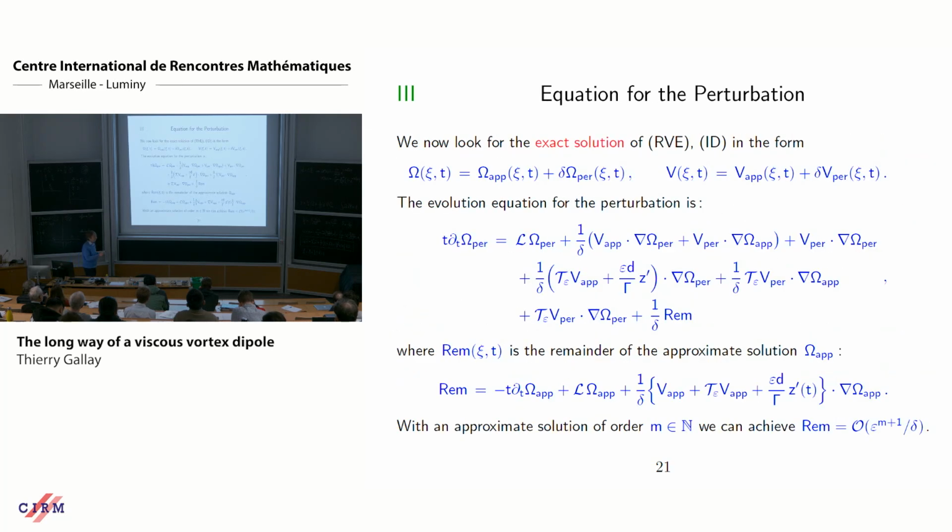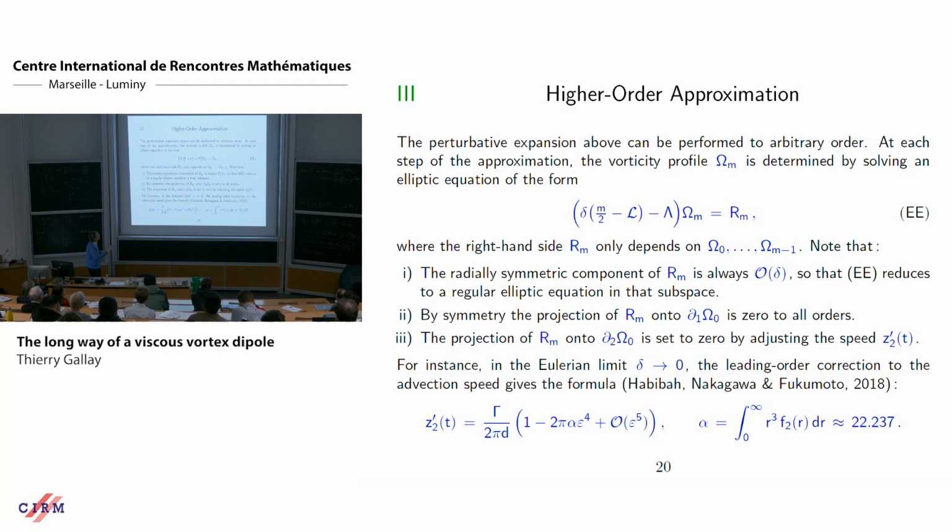And now you just have 2 degrees of freedom to cancel. You have to be orthogonal to d1 omega and d2 omega. And if this is not the case, you fix it by putting corrections to the vertical speed and the horizontal speed of the vortex. So the position of the vortex, z of t, can be used to satisfy the solvability condition here, and this is how it should be done. So you can construct at all orders.